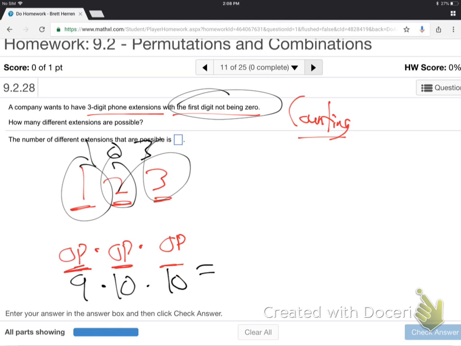10 again. 1 through 9 or 0. So 10 times 10 is 100 times 9, 900 extensions. There'd be 900 different extensions possible if you go by those rules. No 0 in the front, 3 digits. 900 different possible phone extensions. Make sense? Decisions and options.